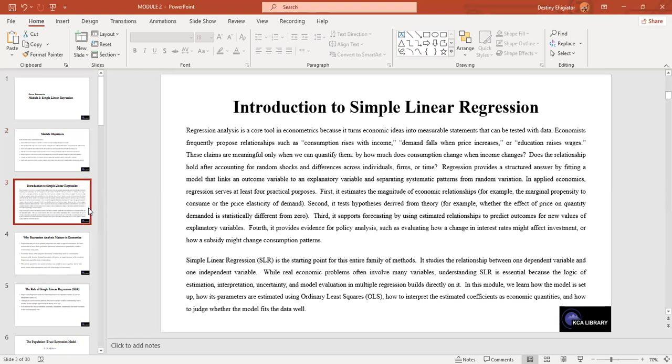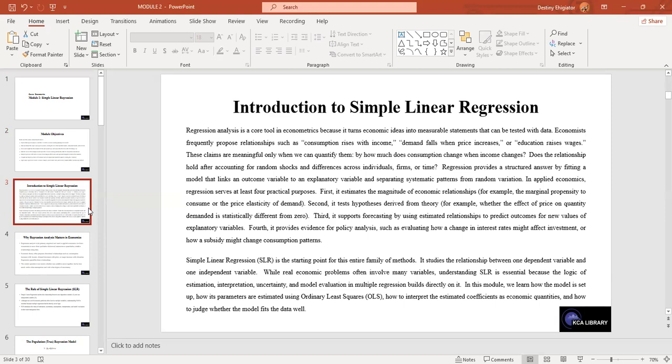By way of introduction, regression analysis is a core tool in econometrics because it turns economic ideas into measurable statements that can be tested with data. Economists frequently propose relationships such as consumption rises with income, demand falls when prices increase, or education raises wages. These claims are meaningful only when we can quantify them. By how much does consumption change when income changes? Does the relationship hold after accounting for random shocks and differences across individuals, firms, or time?